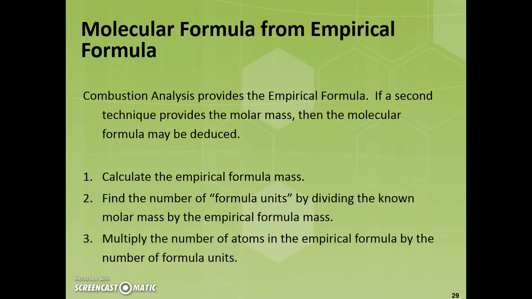So this gives us the empirical formula. We already talked briefly about using that empirical formula plus the molar mass to get the molecular formula. Pretty straightforward. We calculate the empirical formula mass, sometimes abbreviated as MEF, find the number of formula units in the overall molecule by dividing, and then just simply multiply through.